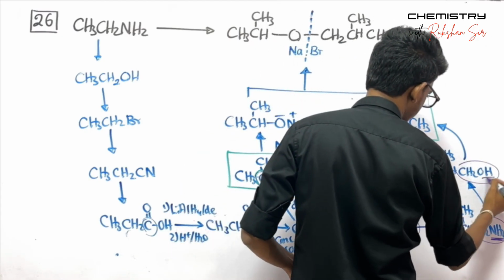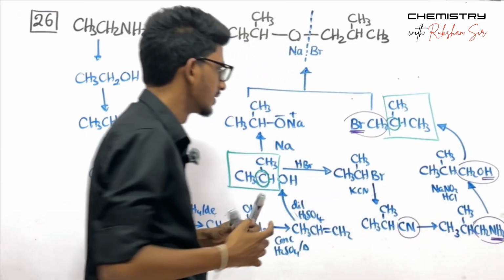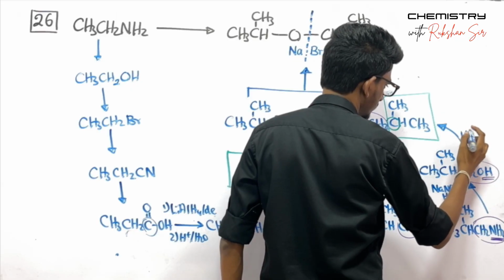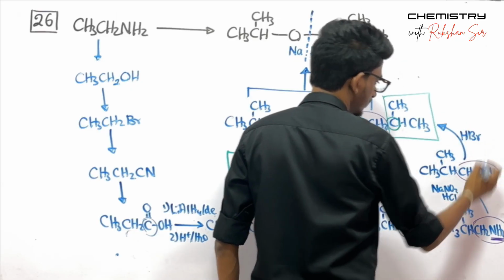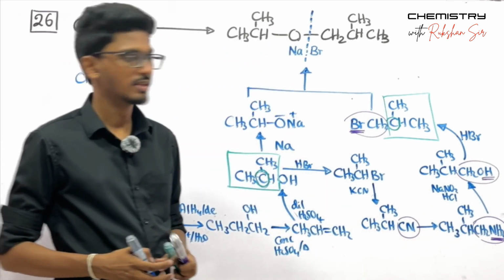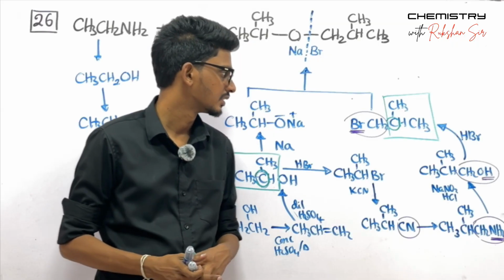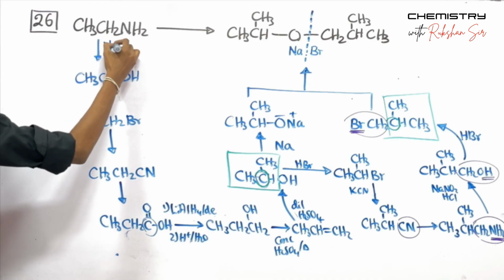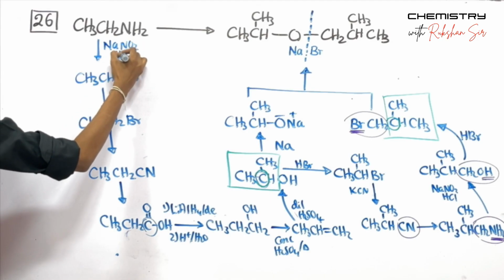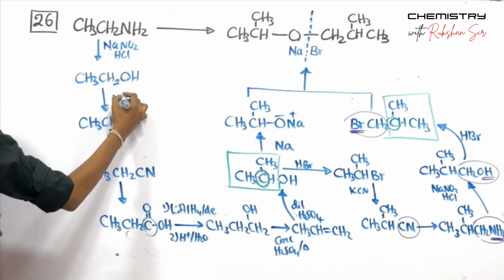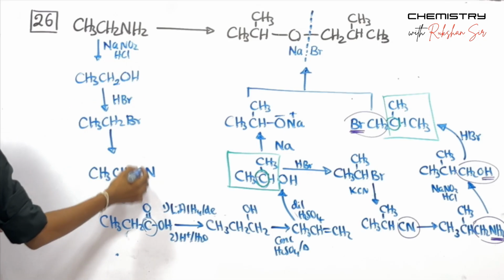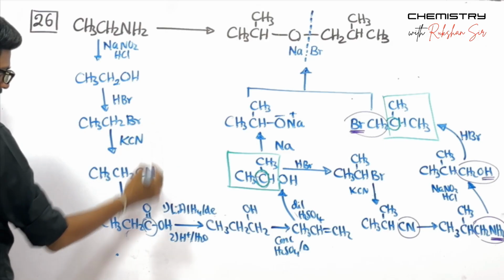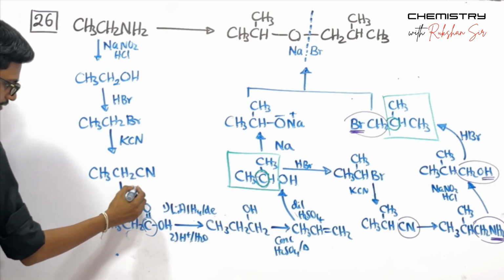Which can be converted just by HBr. Even PBr3 can be added, right? To complete this, NH2 to OH is done by adding NaNO2/HCl, then OH to Br by HBr, then Br converted to CN by KCN. So KCN here. This is done by H+ and H2O.